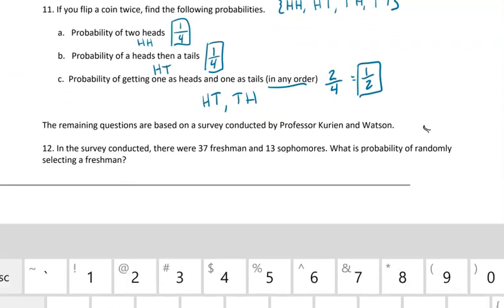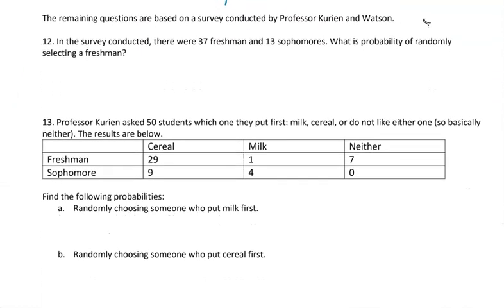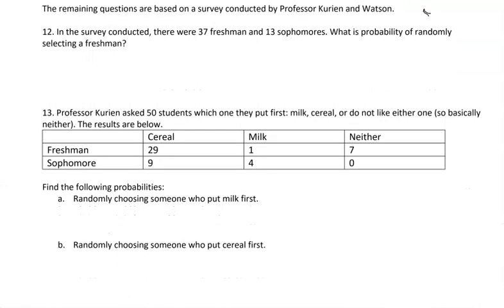All right. The rest of these are going to be based on a survey that another professor and I actually asked our classes. So these are results from some of the students. So first off, in the survey conducted, there were 37 freshmen and 13 sophomores. What is the probability of randomly selecting a freshman?